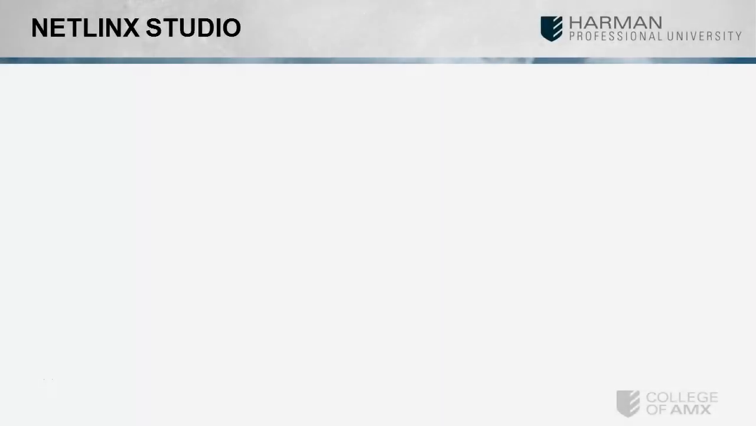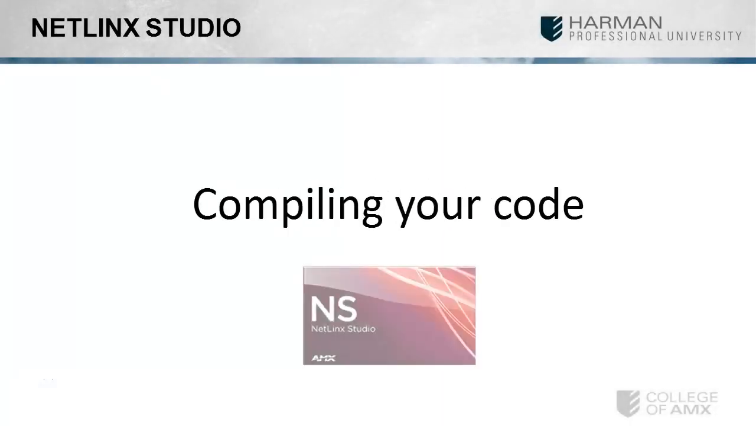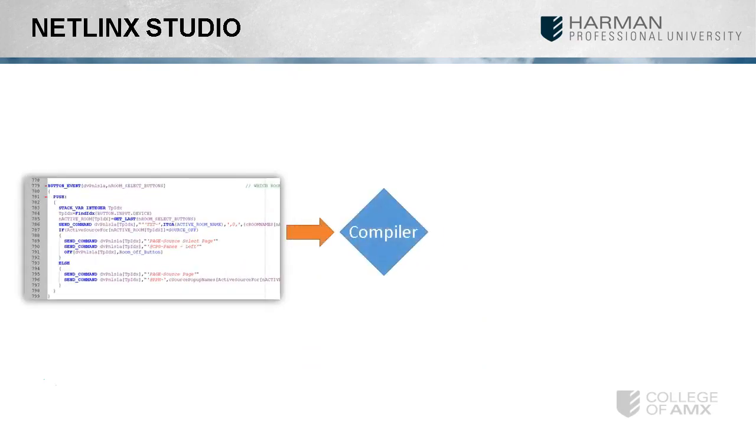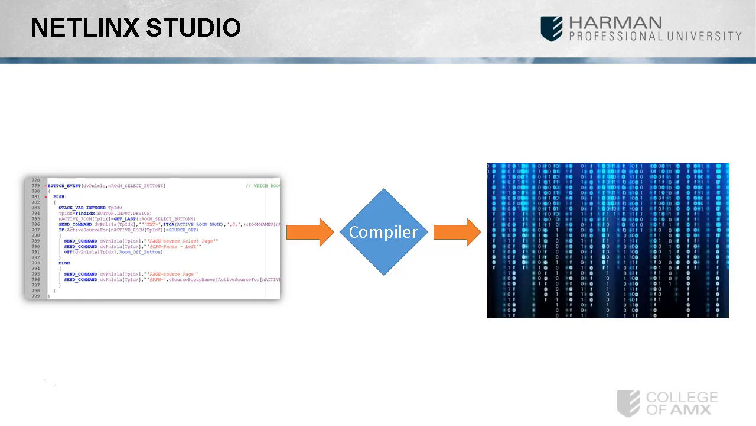In this short tutorial, you'll learn how to compile your code in NetLink Studio. First of all, let's discuss what it means to compile, or build your code. The process of compiling is necessary to transform the code you will create in the NetLink's programming language into binary machine code which can be run by the AMX NetLink's processors.